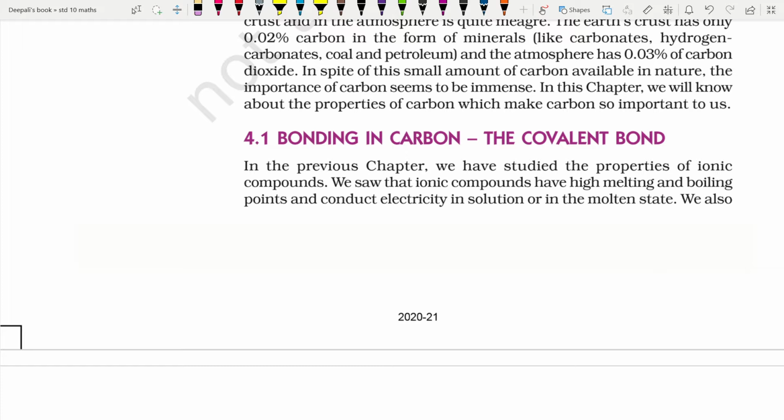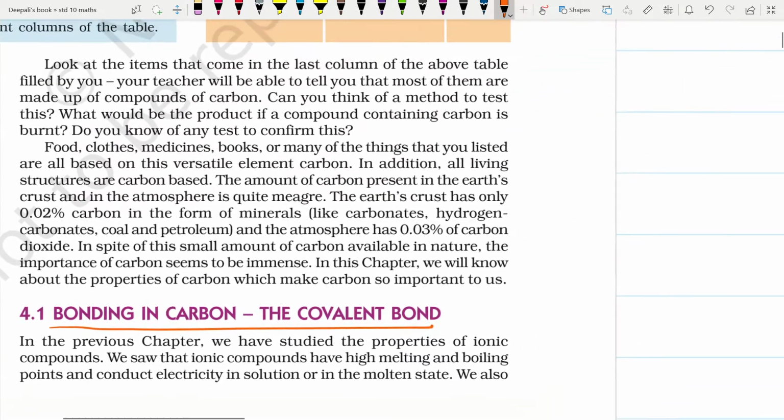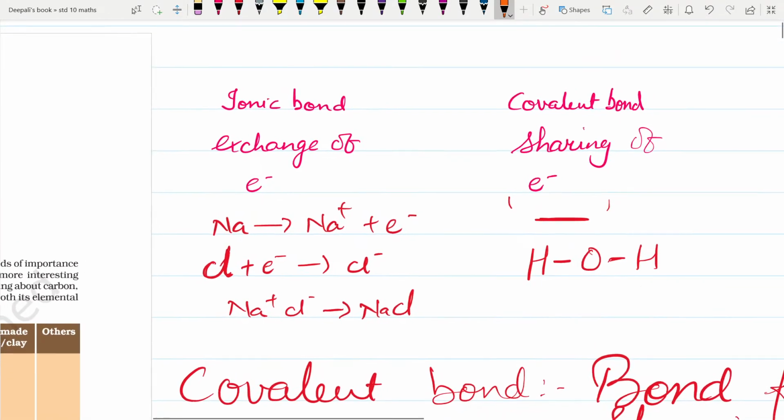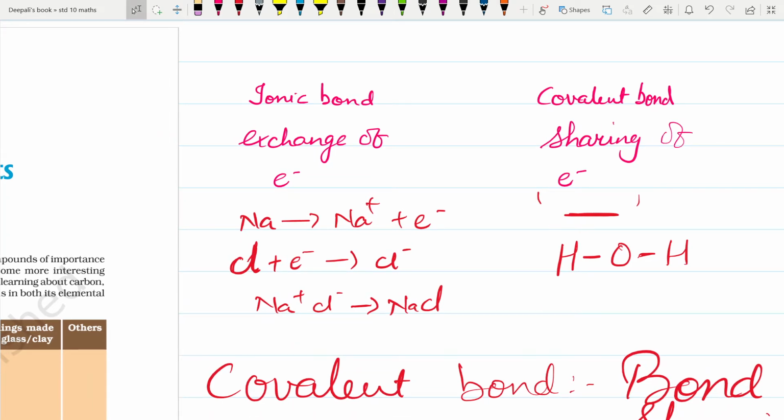Now first, let us understand what is the meaning of covalent bonding. In chemistry, the two major types of bonding which we observe in any substance are the covalent bond and the ionic bond. We have already studied the ionic bond in the previous chapter. So an ionic bond is the bond formed by the exchange of electrons, whereas a covalent bond is the bond formed by sharing of electrons.